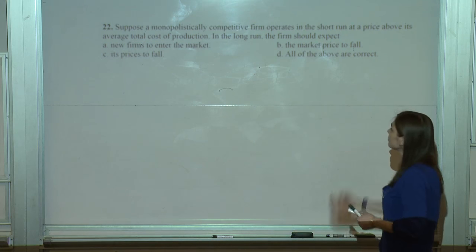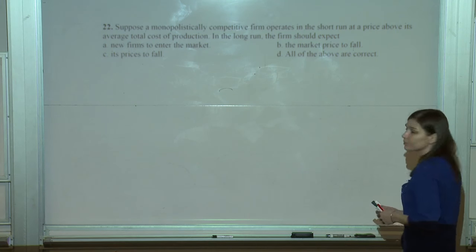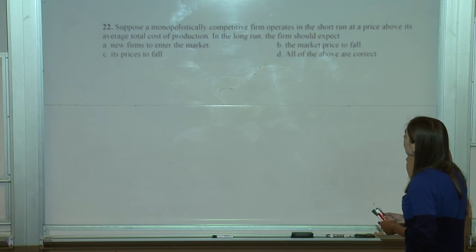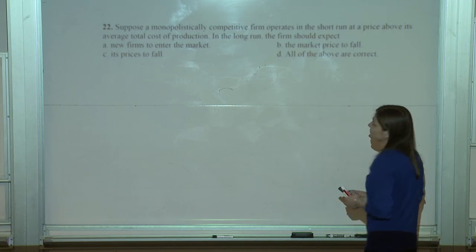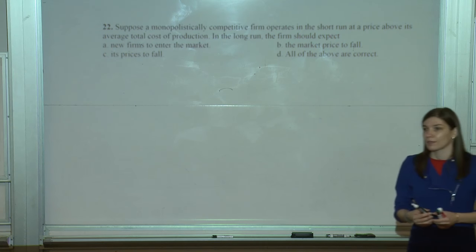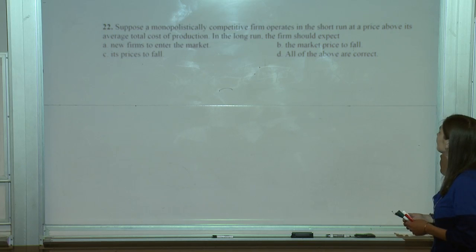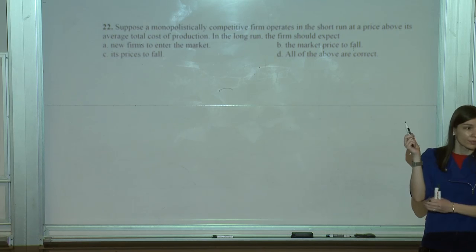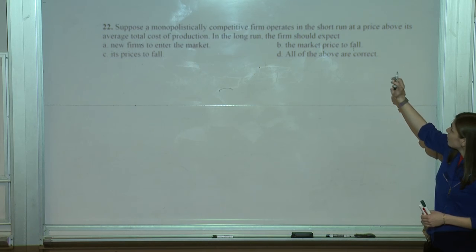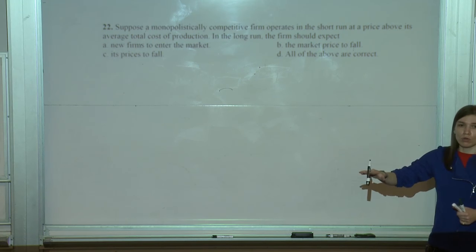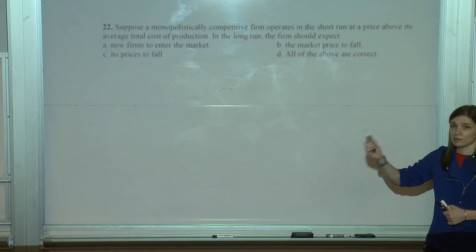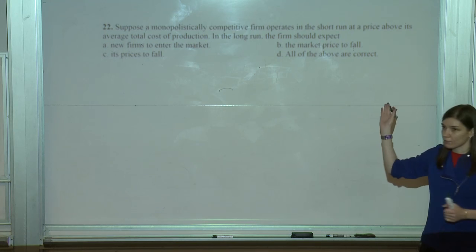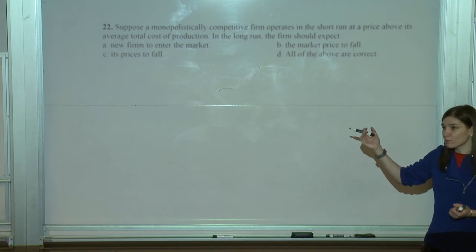Suppose a monopolistically competitive firm operates in the short run at a price above its average total cost of production. In the long run, the firm should expect what to happen? All right, so we have here monopolistic competition that has a price above average total cost, which means it has profit, right? It's making money.